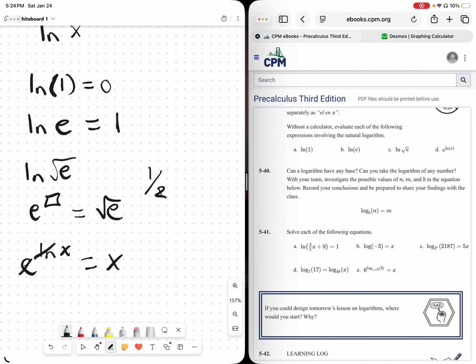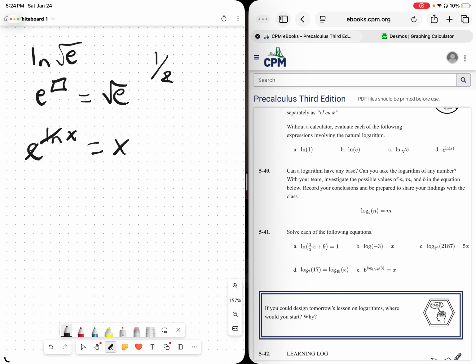Okay, can a logarithm have any base? Can you take the logarithm of any number? That's something I want you guys to do on your own: use a calculator and try a bunch of different numbers there and learn about negatives and fractions and how they work. Your log is a little complicated because you've got to think that it's still dealing with exponentials and how they only produce certain numbers, because an exponent is just simply multiplication.